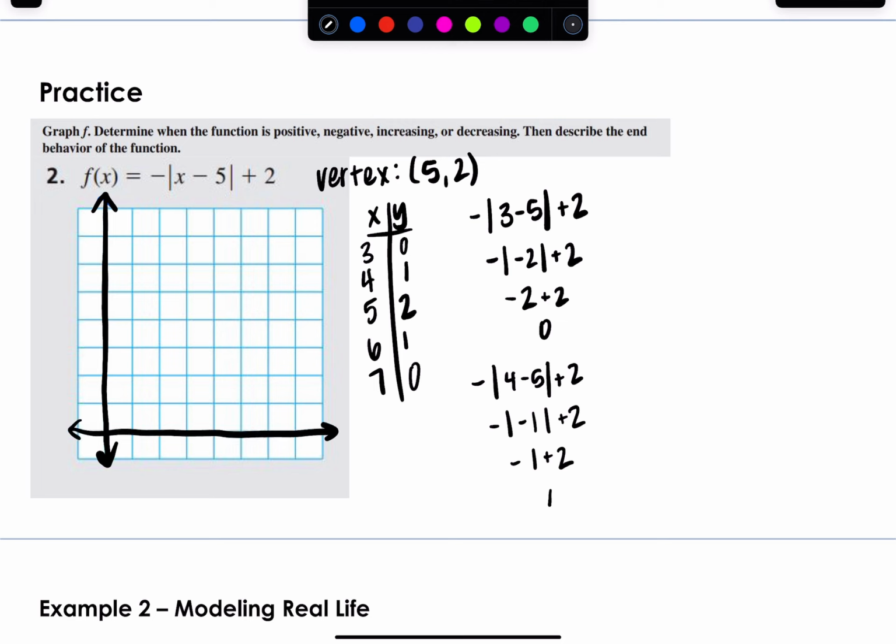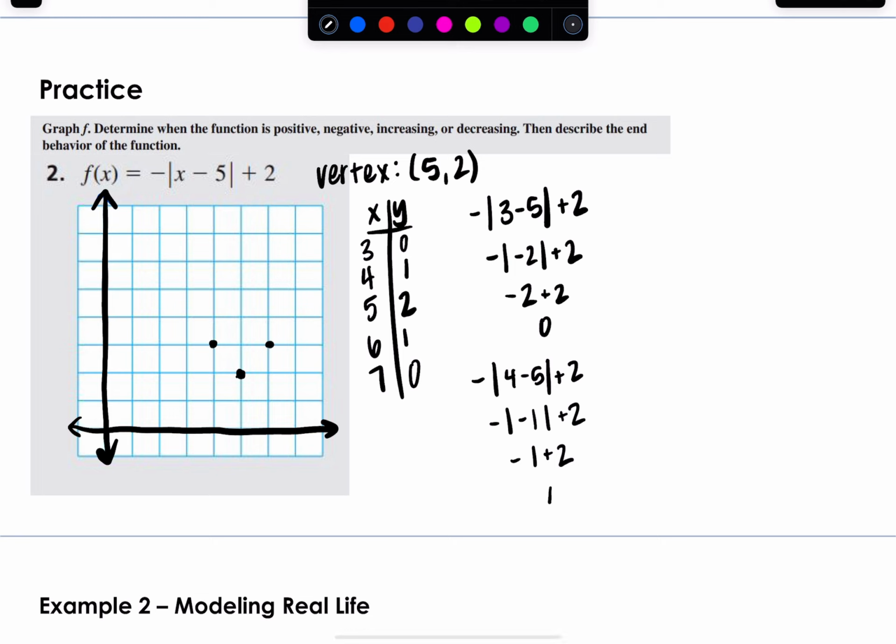And I'm going to plot my points. So first, my vertex at 5, 2. And then around it, I have 4, 1, and 6, 1. I went the wrong way. My bad. There we go. 4, 1, and 6, 1. And then 3, 0, and 7, 0. And then we connect.